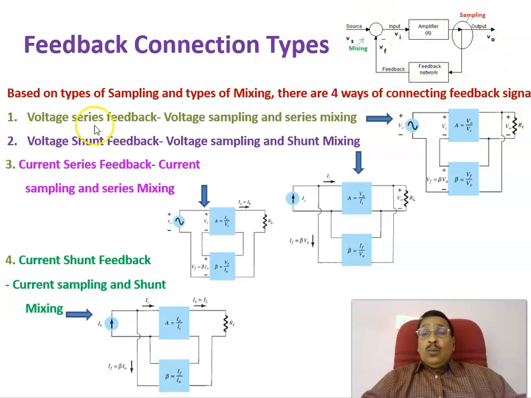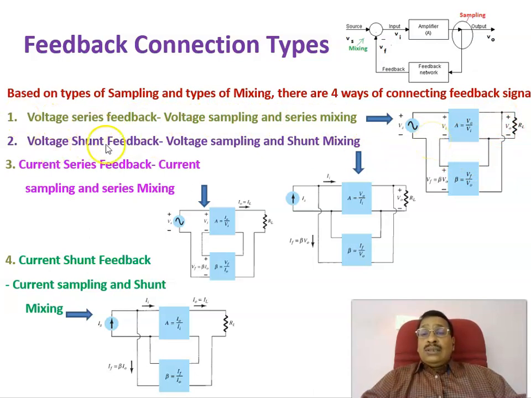First one is voltage series feedback. Voltage series feedback means you are sampling the voltage. Voltage is sampled from this point, and the mixing is series. Here voltage is sampled from this one, and you are adding the voltage in series to the input voltage. Therefore, it is a series mixing. That is why this connection we call voltage series feedback: voltage sampling and series mixing.